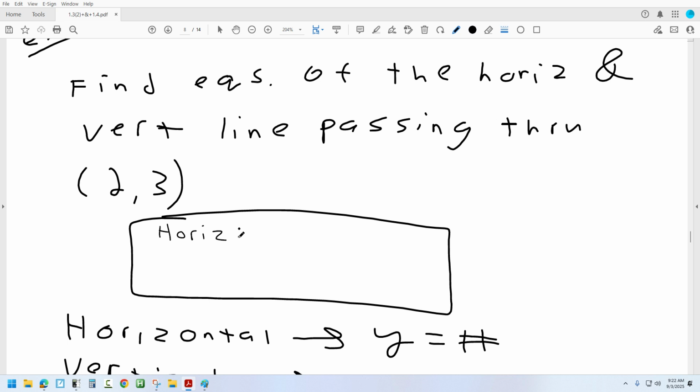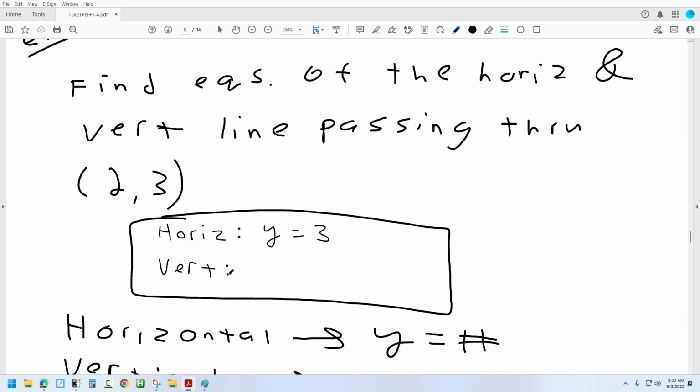Yep, y equals 3. Not as complicated to find that equation as it was to do the house problem. Right, we have to do the slope and all that. You don't have to worry about as much here because these are special cases.